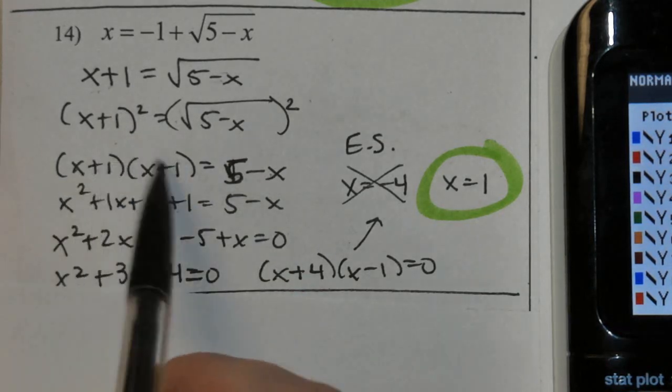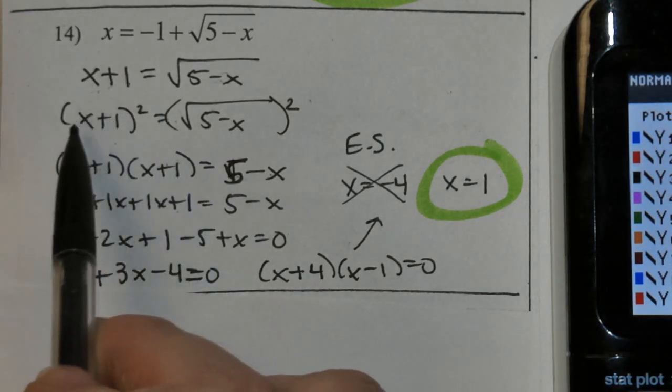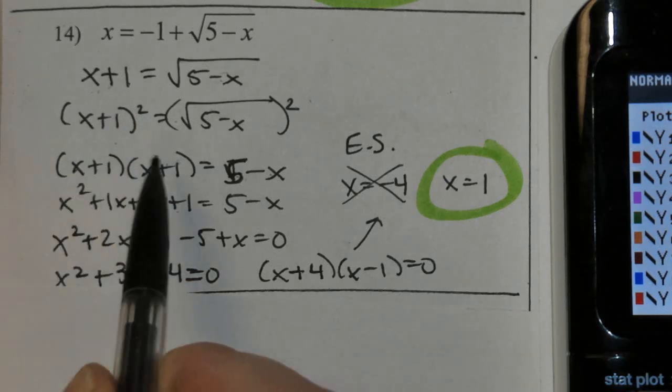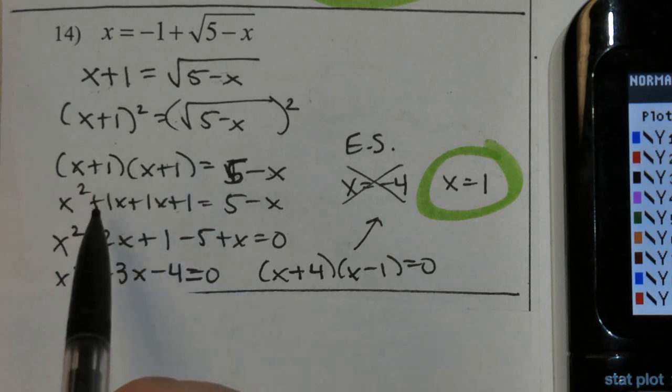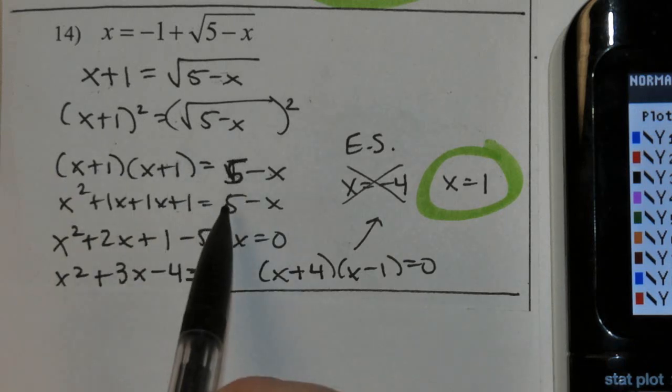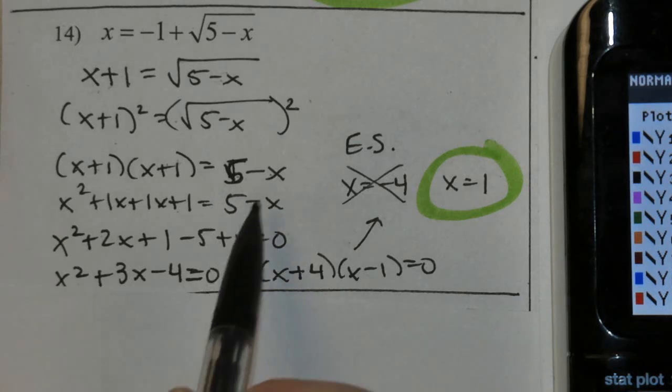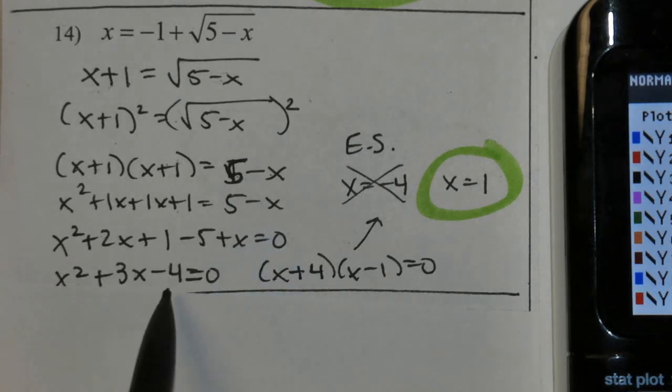How do I know when I have to write it, in this case, twice? Because the two terms are separated by either addition or subtraction. Then I'm going to FOIL: front, outside, inside, last. I'm going to move the 5 over by subtracting, opposite operation. I'm going to add the x over, opposite operation, and combine like terms.